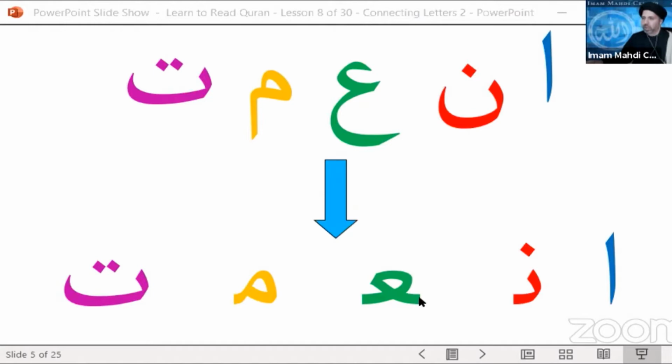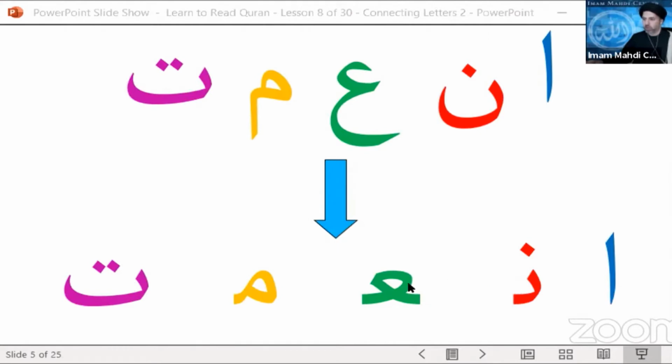So then we have the mim. We're going to drop its tail again and keep just the top. And now the ta. The ta, of course, does have a lowercase form. But why do we keep it in its uppercase form? Why do we keep it complete? Because if you remember, we discussed last night that when a letter is the last letter of a word, where there's a space after it, it stays in its capital form. So the ta is the last letter of this word, so it will stay in its full capital form. It will not change to lowercase.